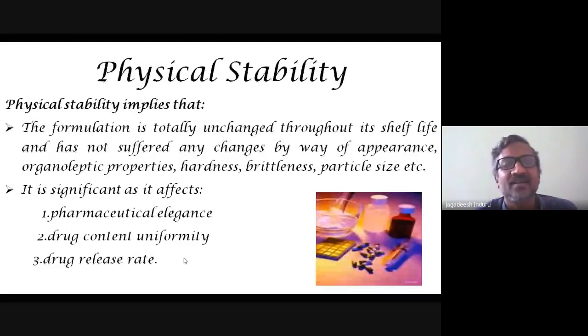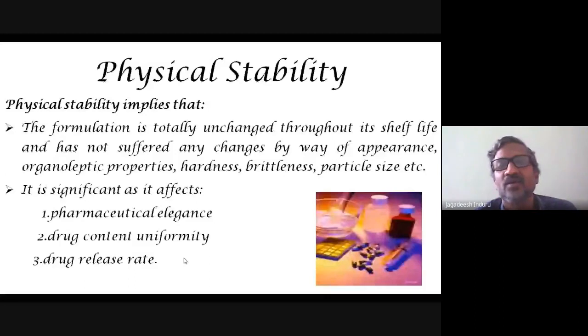life and has not suffered any changes in appearance and organoleptic properties like color, odor, taste, such things. Hardness, that is whether it is flexible or smooth or brittle. Brittleness means it should not be chipping. And the particle size should never become bigger or smaller. So these are all the changes which can be predicted. What is that? Appearance, organoleptic properties.